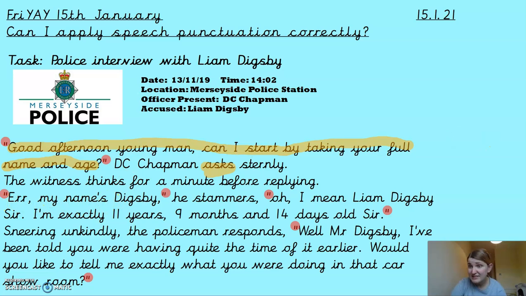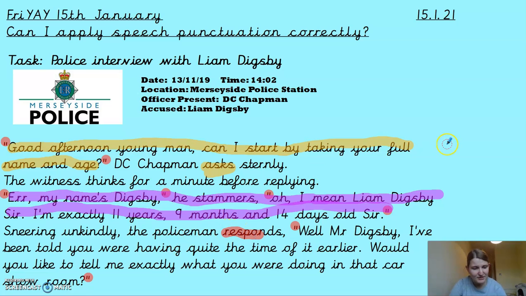We've got a bit of split speech in the middle here. For the split speech, you can see I've got my comma, and then I continue there. On the last one, I've got verb, comma, speech. So you can see I've varied it in terms of the order.